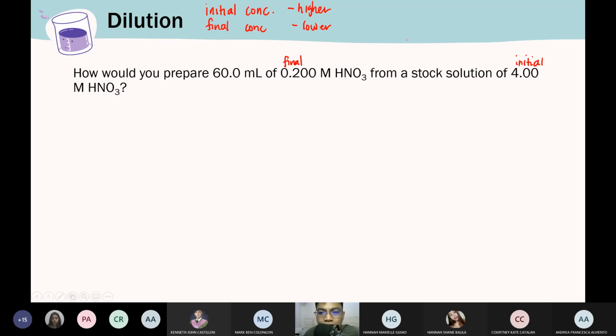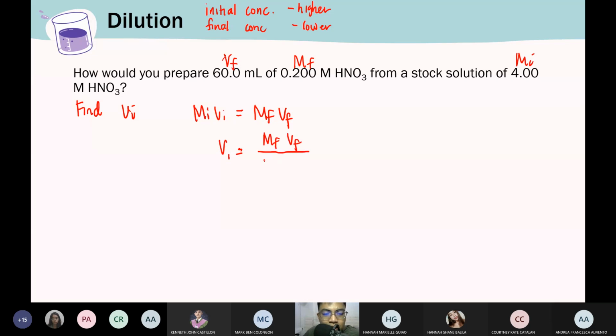Given ba yung volume ng initial concentration? Wala. Ang volume ng final, andito. So, this is the volume final. This is the molarity final. This is the molarity initial. Ang hinahanap ay volume initial. So, find for volume initial. So, the equation is MI VI equals MF VF. We are looking for VI, so that's VI equals MF VF divided by MI.